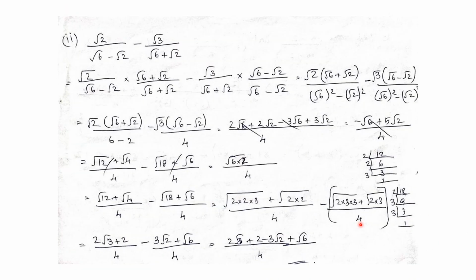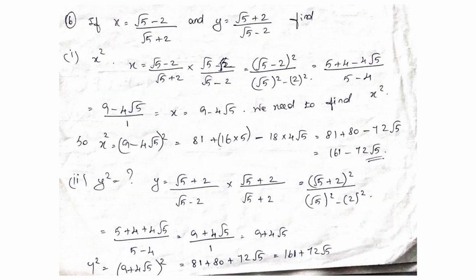Okay. Second sum is root 2 by root 6 minus root 2, minus root 3 by root 6 plus root 2. So we need to rationalize each term. Then after that we need to do the subtraction. So the answer will be 2 root 3 plus 2 minus 3 root 2 plus root 6 by 4. And this is the sixth one.